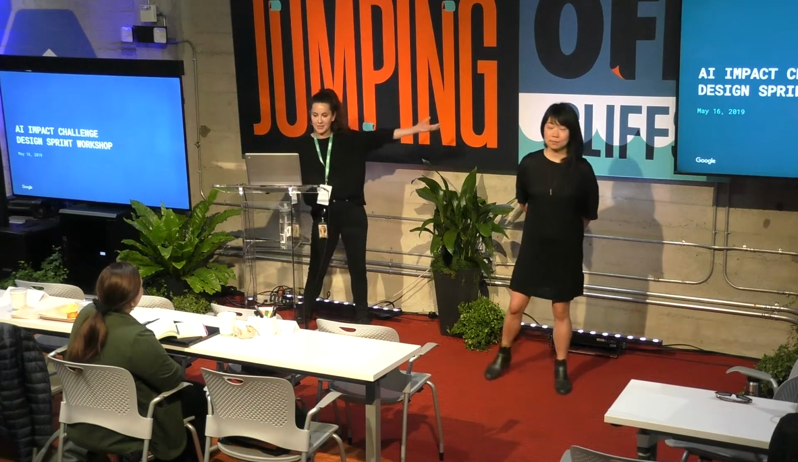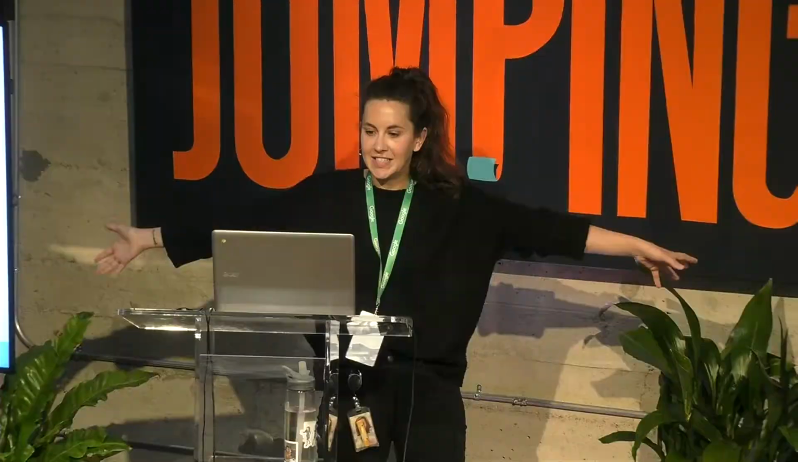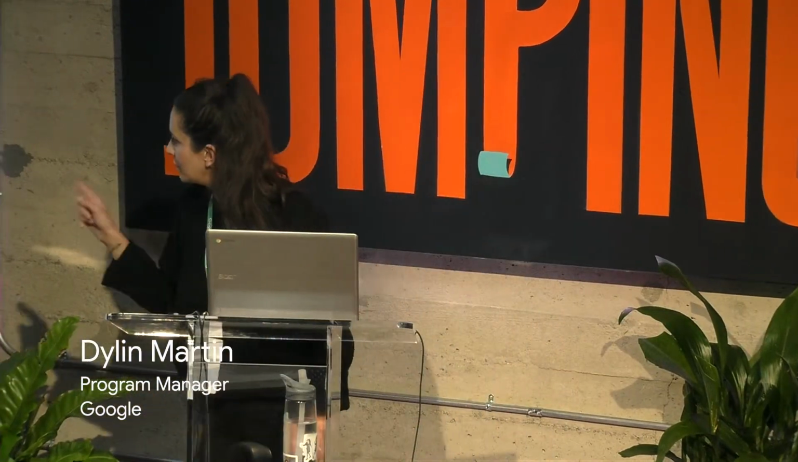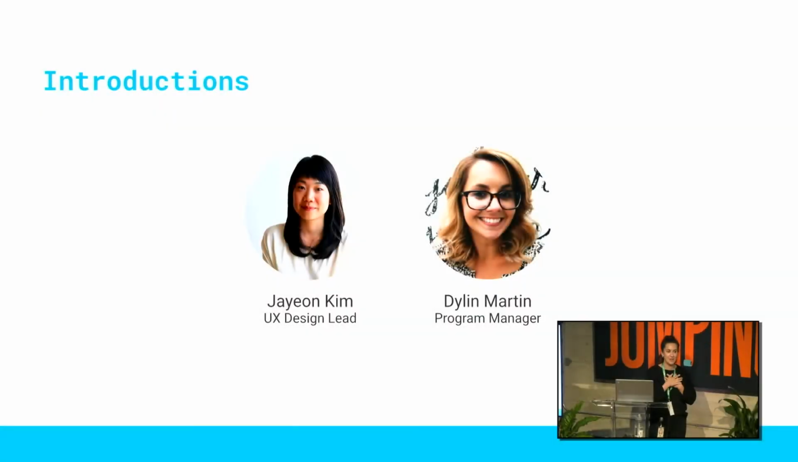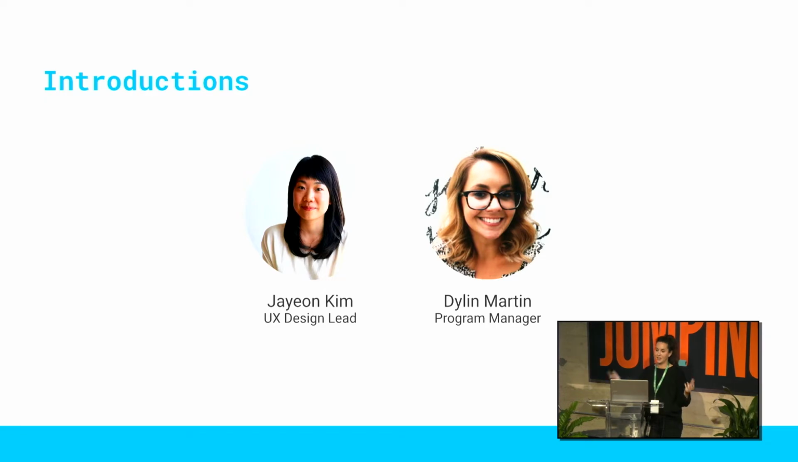Jeremy said we're going to be doing a design sprint workshop. And this is us. Well, that was me when I was blonde and had glasses, but Jayeon looks pretty similar. I'm Dylin. I'm a program manager on a team called Design Relations at Google.